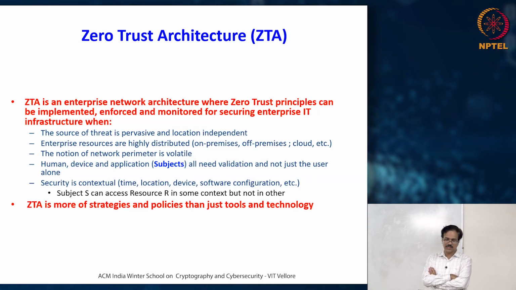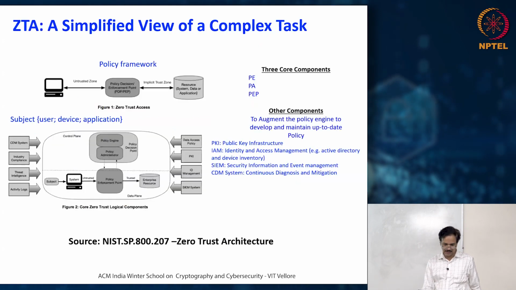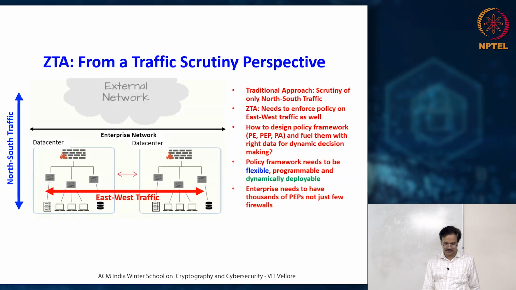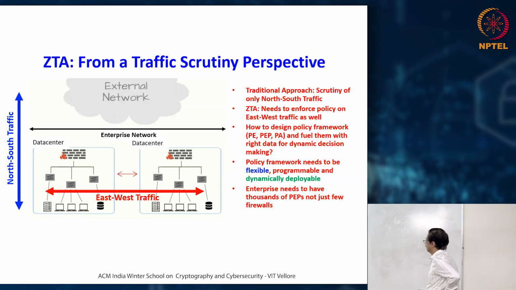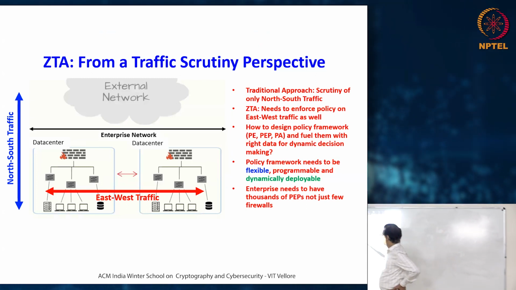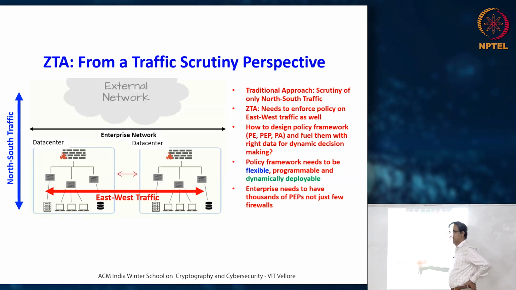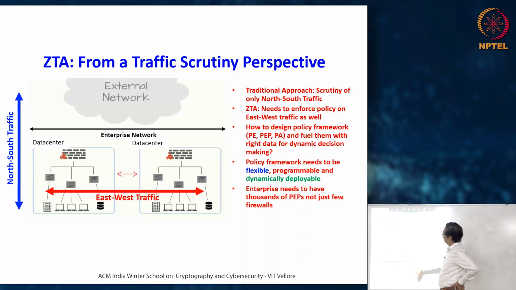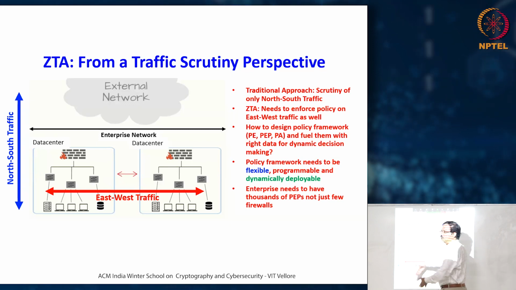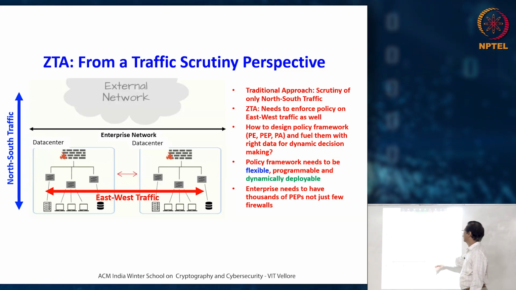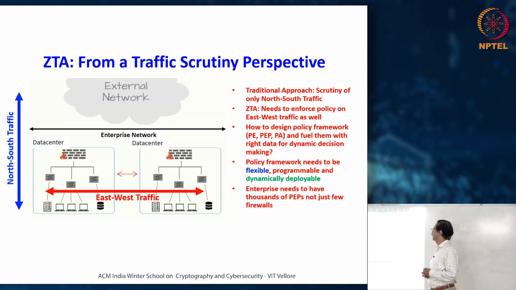Okay, the source of threat is pervasive and location independent. See, what happened is that earlier, yeah, this is the right slide to probably say. Your traditional approach for securing a network was what? You have an external network, then you have your own network, you have a firewall or whatever sort of device, and this traffic is called north-south traffic, right? Traffic that is coming from your external network to the local area network, or now we would call it an enterprise network, not local area network. It is a large-scale corporate network, right?